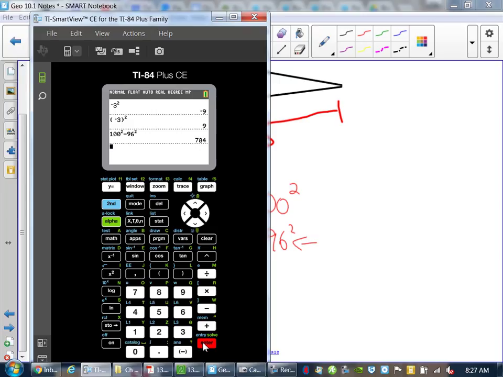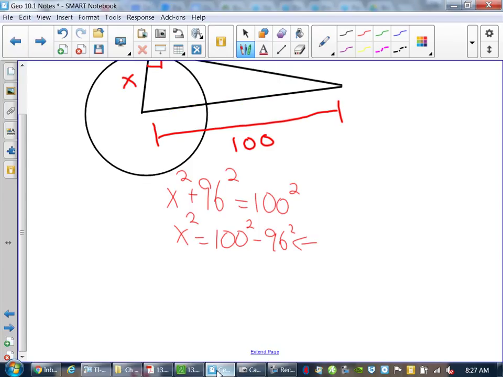What do I do to that number? Take the square root. So your calculator would do the same thing. Second square root of it. I get 28. So my radius is 28. I took a square root of some number, and I got x is equal to 28.